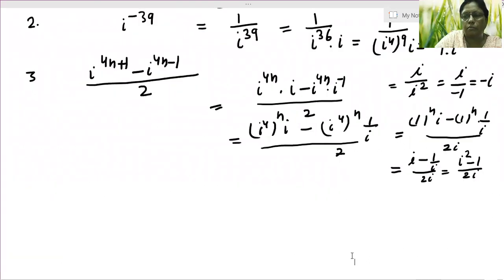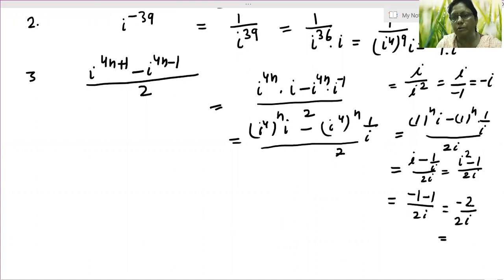Now this i square is minus 1, so minus 1 minus 1 upon 2i. So this is minus 2 upon 2i, so the 2 is cancelled. So 1 upon i. Now we have to rationalize it: multiply by i upon i. So this is minus i upon i square, so minus i upon minus 1. That means i. So this is the solution of this question.